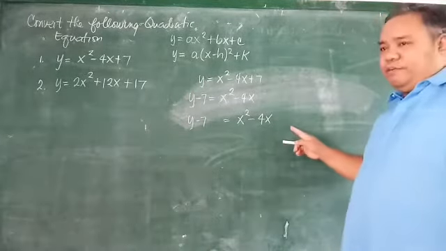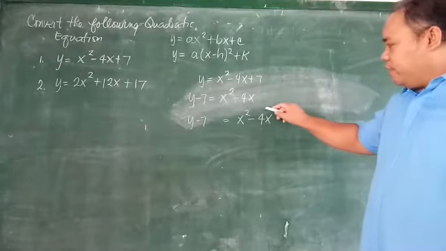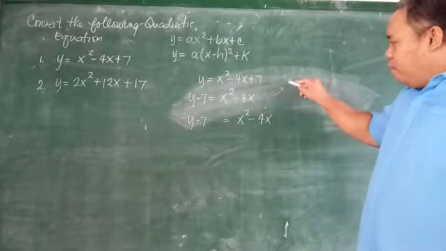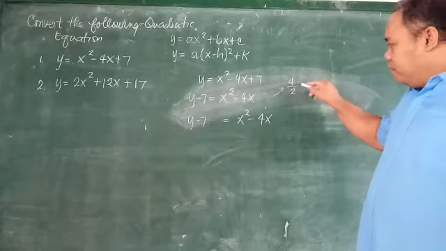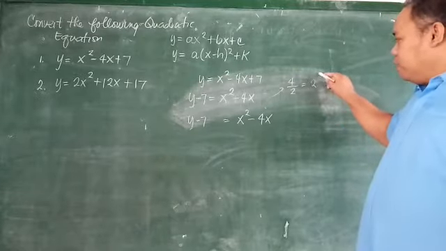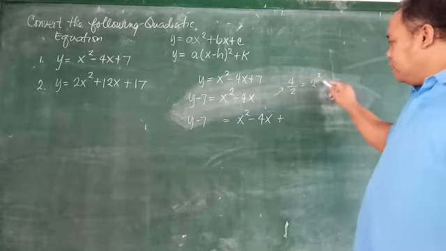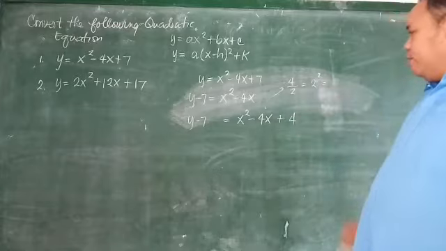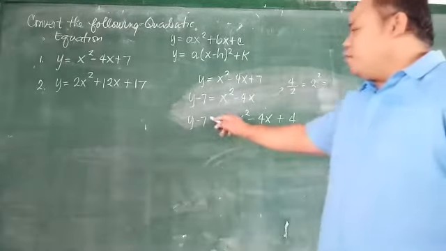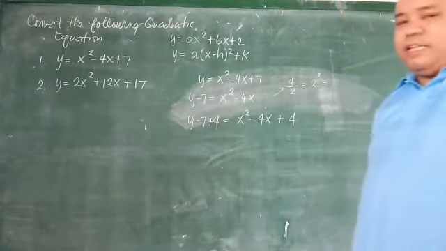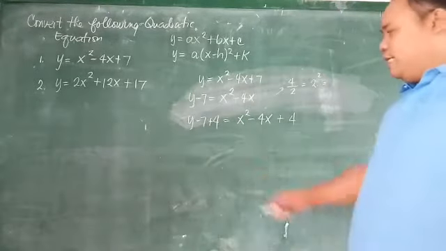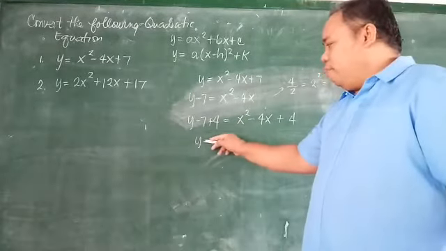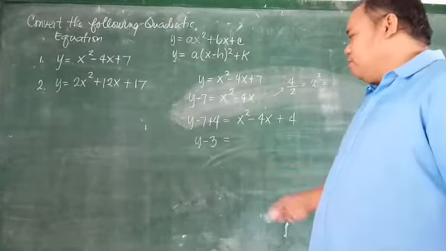What will be the third term? All you have to do to get the third term is to divide 4 by 2. So that is 2, and square it. So your third term is 4. Then we are going to add also 4 here to make your statement true. And then this will become y minus 3 equals.